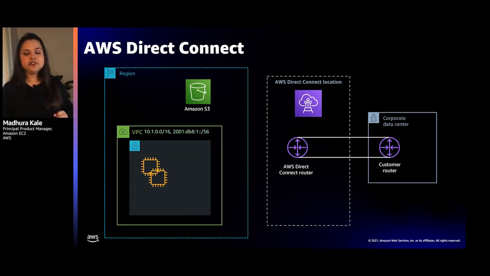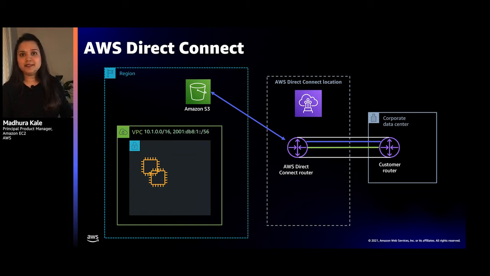Then you have virtual interfaces. There's 3 types of virtual interfaces. A virtual interface is basically a slice of that physical connection. It technically is a VLAN on the router that segments your physical connection. The first type of virtual interface is a public virtual interface that allows you to connect to services like S3. And the second type of virtual interface is called a private virtual interface that allows you to connect to your VPCs and private resources in AWS.